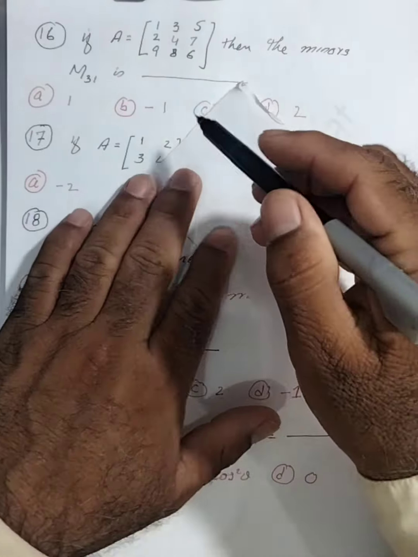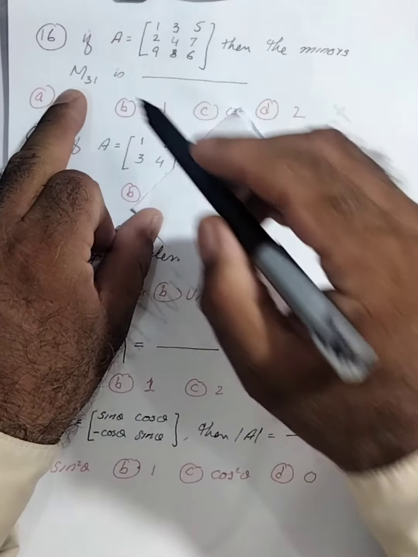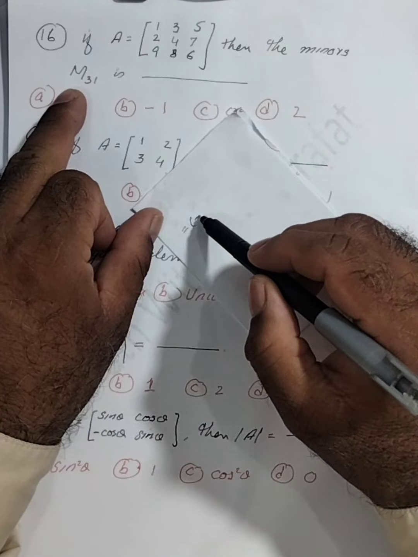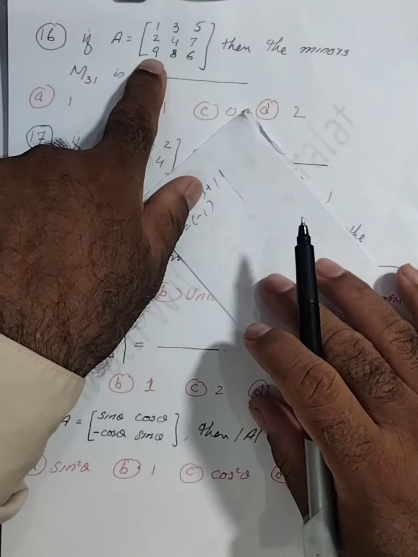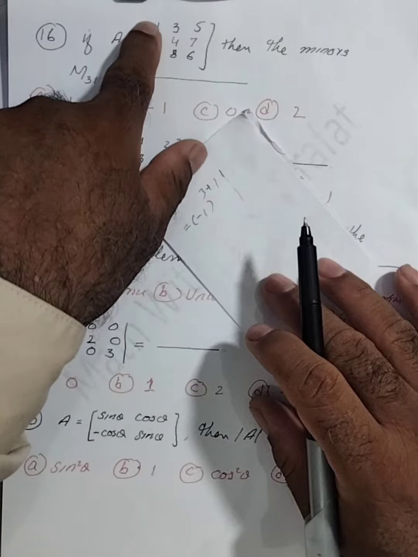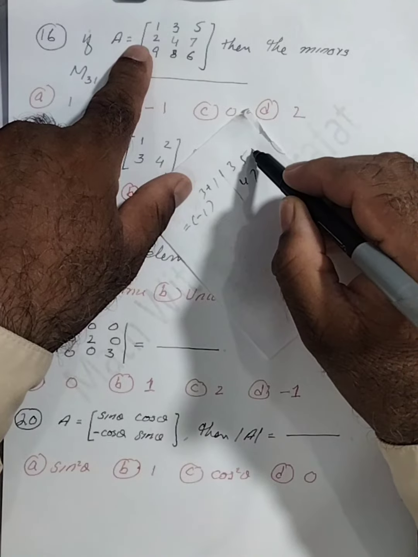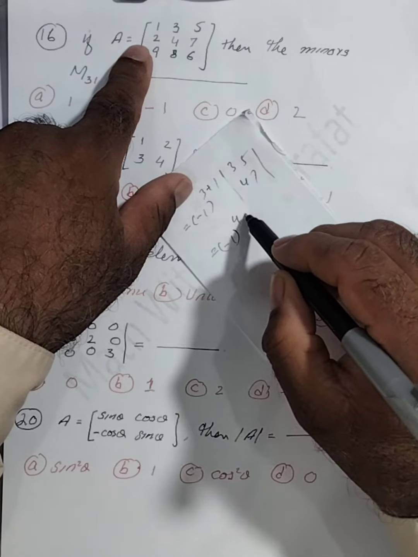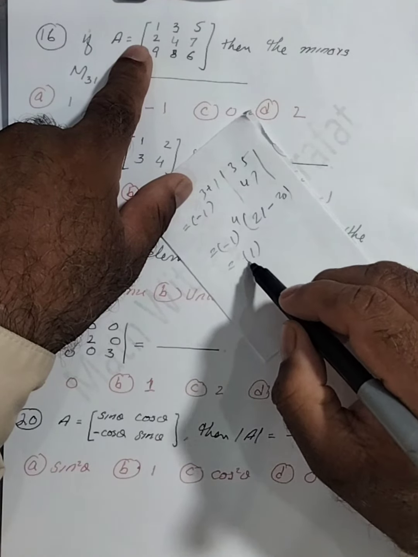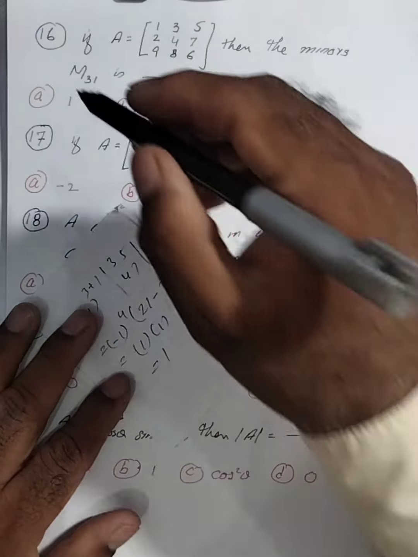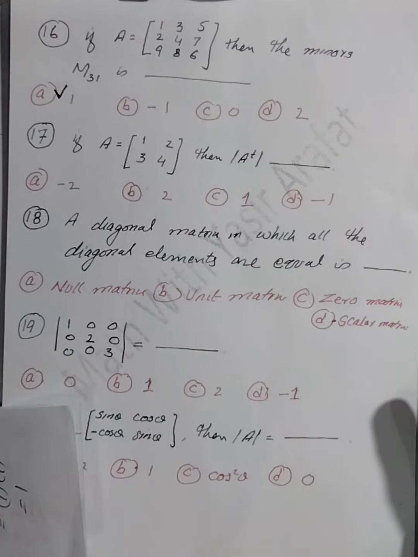Now come to the 16th MCQ here. We have to find out the minor determinant M31. M31 means minus 1 to the power 3 plus 1. 31 means the third row and the first element here. So we have to leave this row and this column. So that will be 3, 5, 4, 7. So it will be equal to 7 3s are 21, 5 4s are 20. So that will be equal to 1. So the A option is correct in the 16th MCQ here.